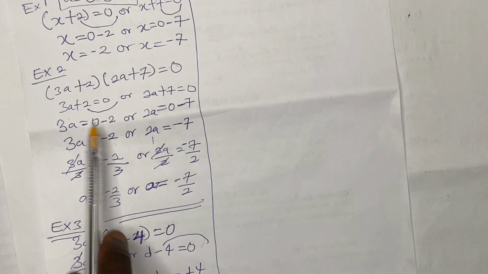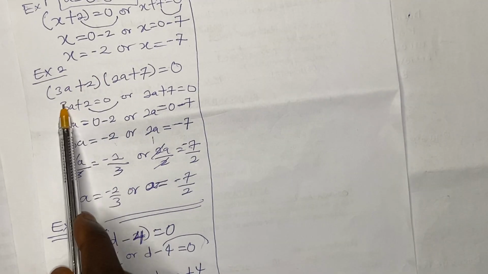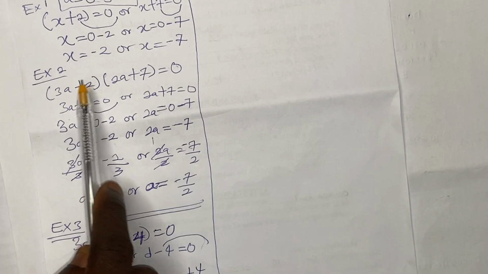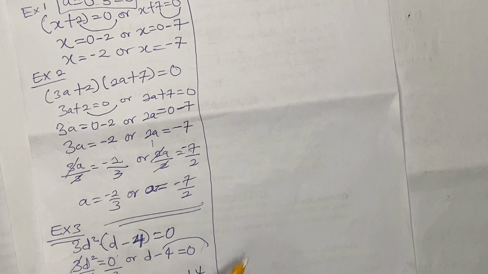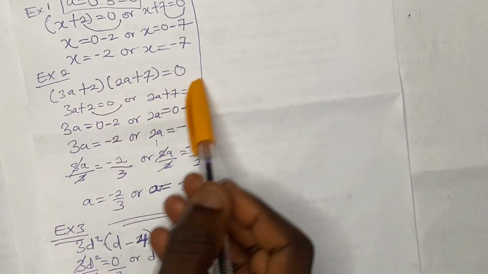Look at it here too. A is minus 2 over 3. If I put minus 2 over 3 here, 3 will cancel 3. It will remain minus 2. Minus 2 plus 2 is 0. 0 times everything here is 0. The same thing applies to this too. If you put this here, you will also get 0 in everything.